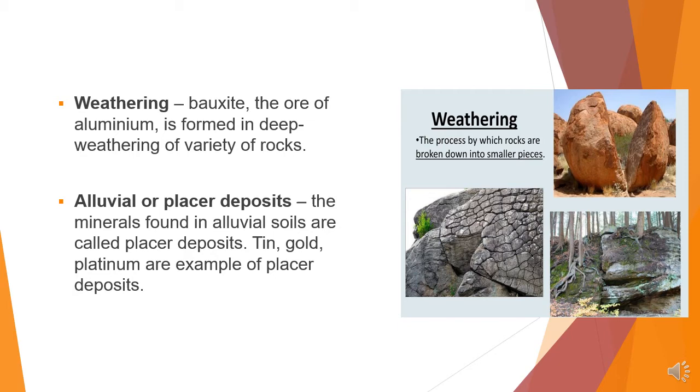The minerals found in alluvial soils are called placer deposits. Basically, they are deposited in the alluvial soil, so that's why they are known as placer deposits. Tin, gold and platinum are examples of placer deposits. Okay. Now the distribution of important metals.